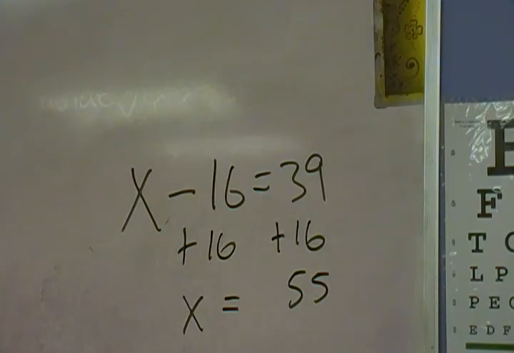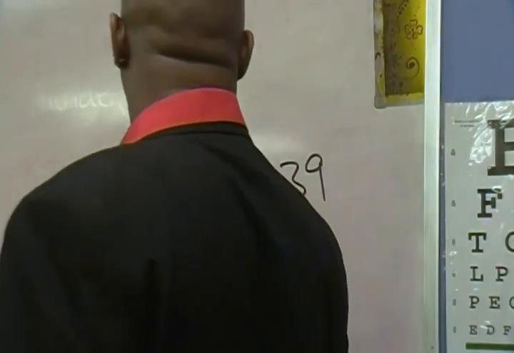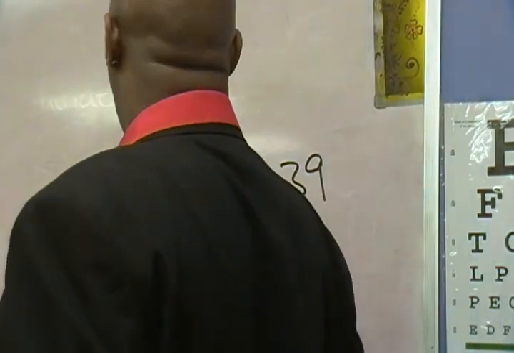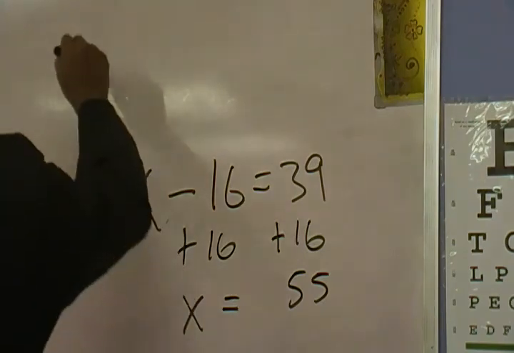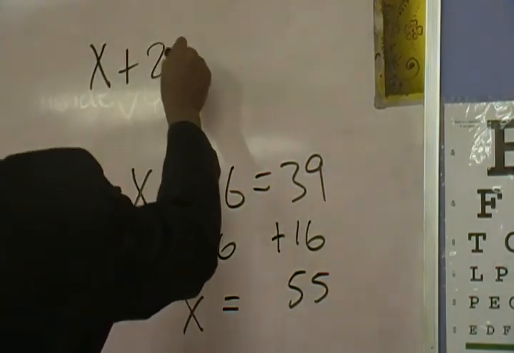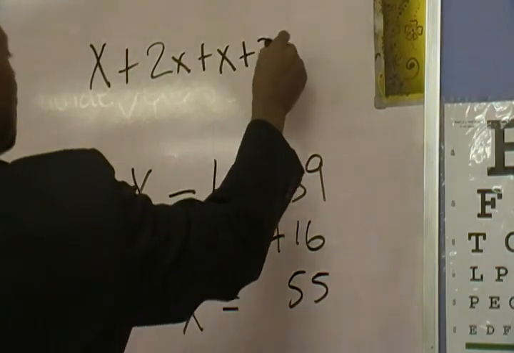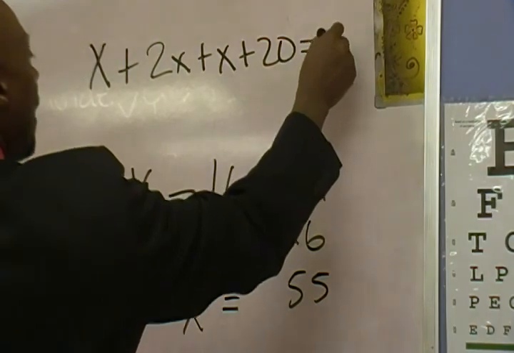So let's say if this is a 17 or 20 over here, where you had the 16. Doesn't matter what number is in there, if it's a minus sign, you're always going to add to get rid of it. If it was, let's look at the other one we had. We had x plus 2x plus x plus 20 equals 180. Remember?